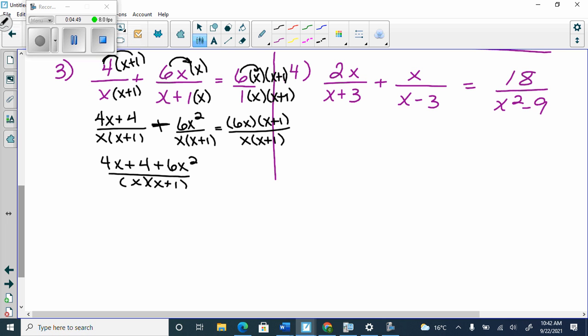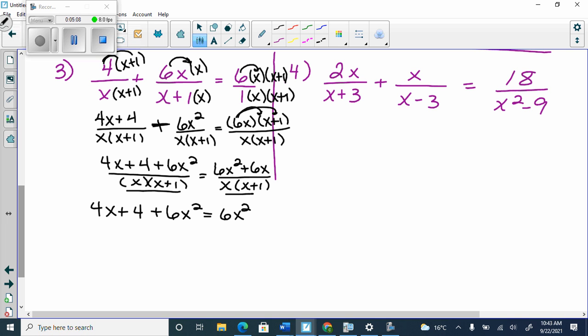And then we have 6x squared plus 6x over x, x plus 1. Now that the denominator is actually equal, we can write the numerators equal. So 4x plus 4 plus 6x squared equals 6x squared plus 6x. What happens when I have a 6x on both sides, or 6x squared on both sides?